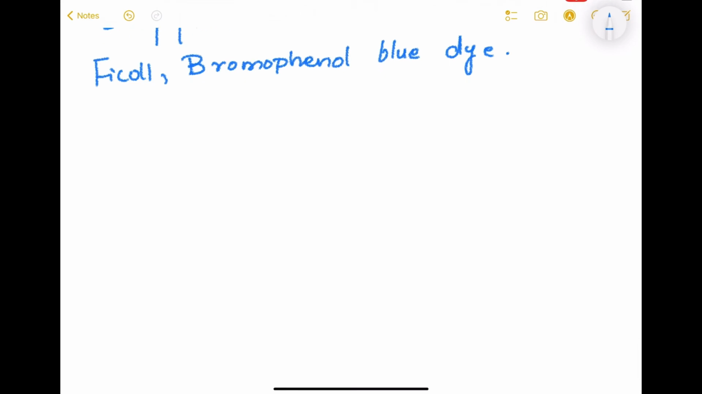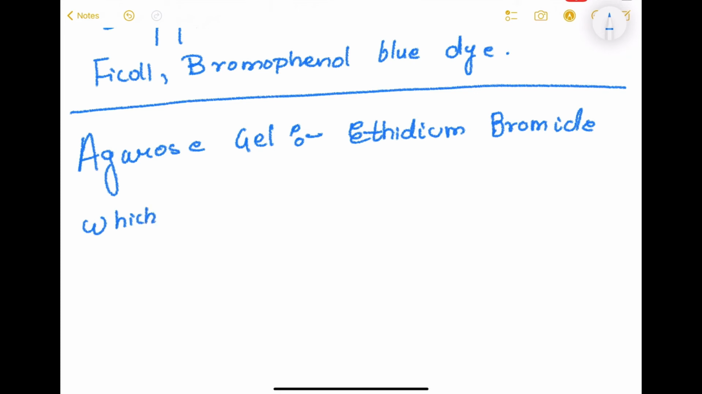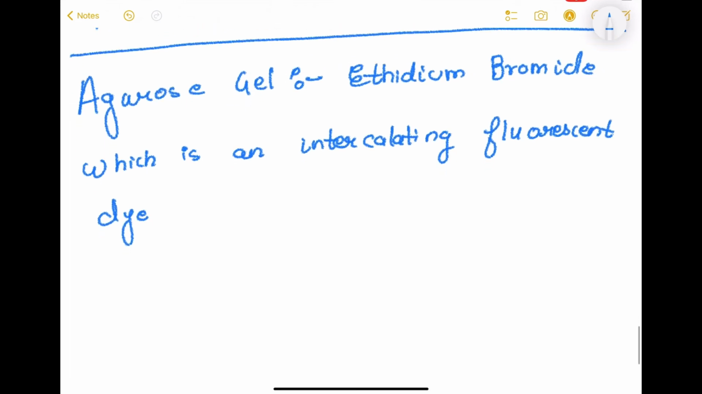Now we are talking about the gel, the agarose gel. It is stained with ethidium bromide, which is an intercalating, fluorescent dye. It gives a color when we observe our DNA bands under the UV rays.